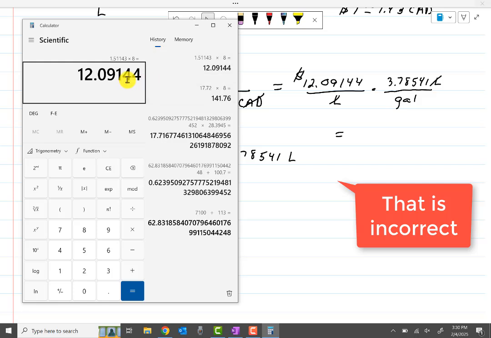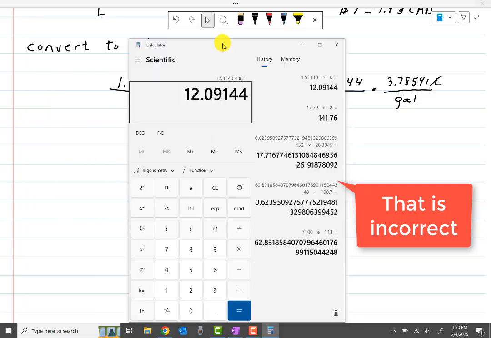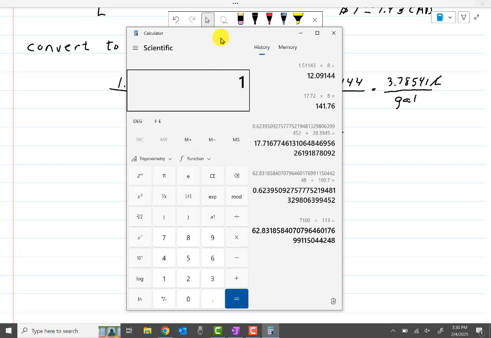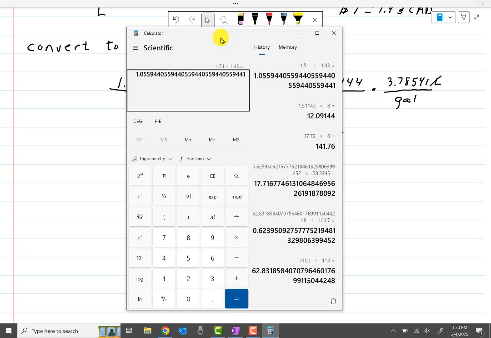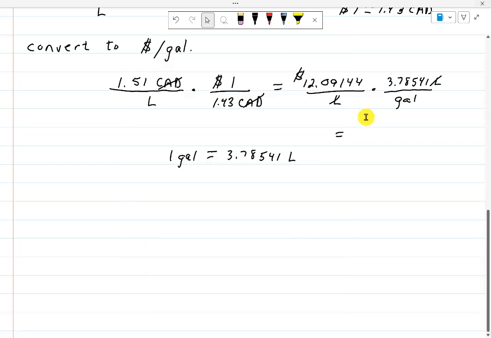Let me do the calculation again. It is supposed to be 1.51 divided by 1.43. All right, this is a little bit better. I'll say 1.0559. So let me erase this. So I think that'll be enough decimal places.